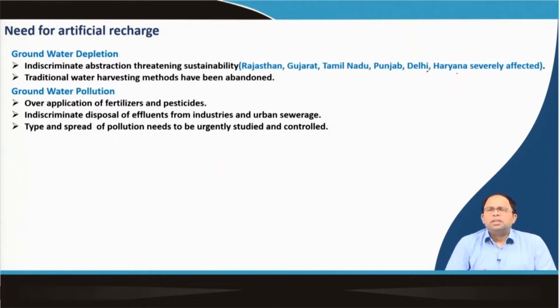So, artificial recharge will actually help sometimes in providing other aquifers, or giving alternatives to groundwater resources, because many of the current aquifers are getting polluted and are becoming unusable.